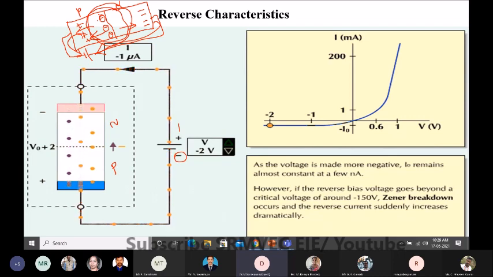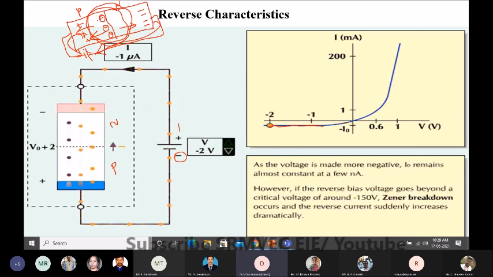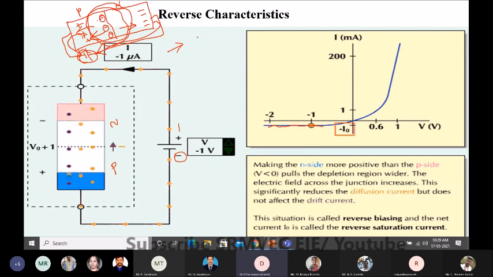So the charge carrier movement will be very small and a very low current will flow. But when we increase this power supply, what will happen? Usually two types of breakdown will happen.